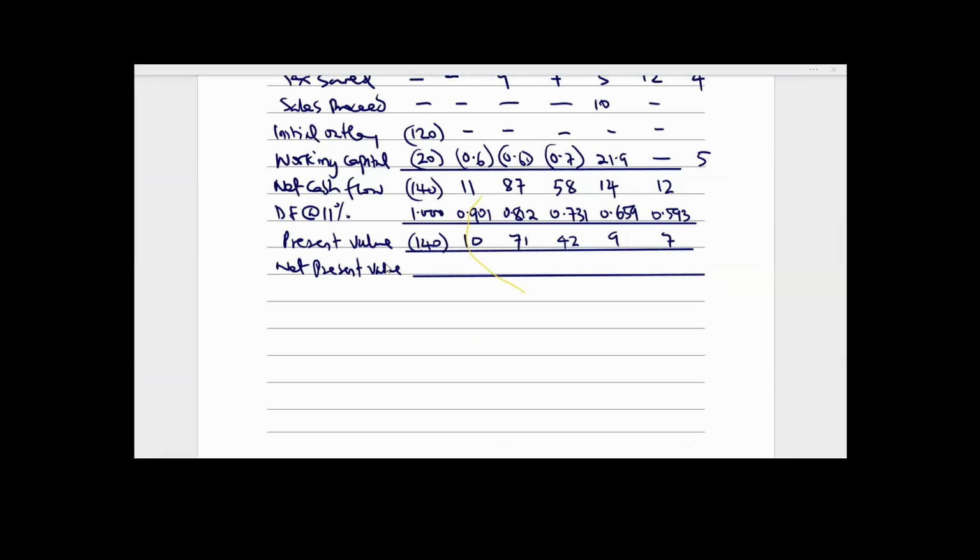I have 81 plus 51, then 58. Sorry, error. 81 plus 58. I have 139. 139 minus 140, negative 1. Okay, negative 1 million is the NPV. That means the project is not financially viable.